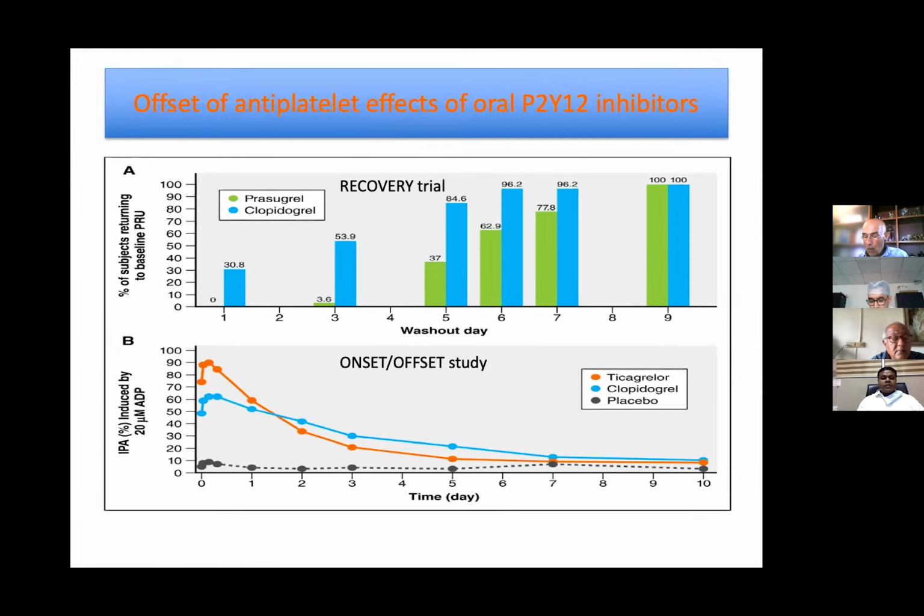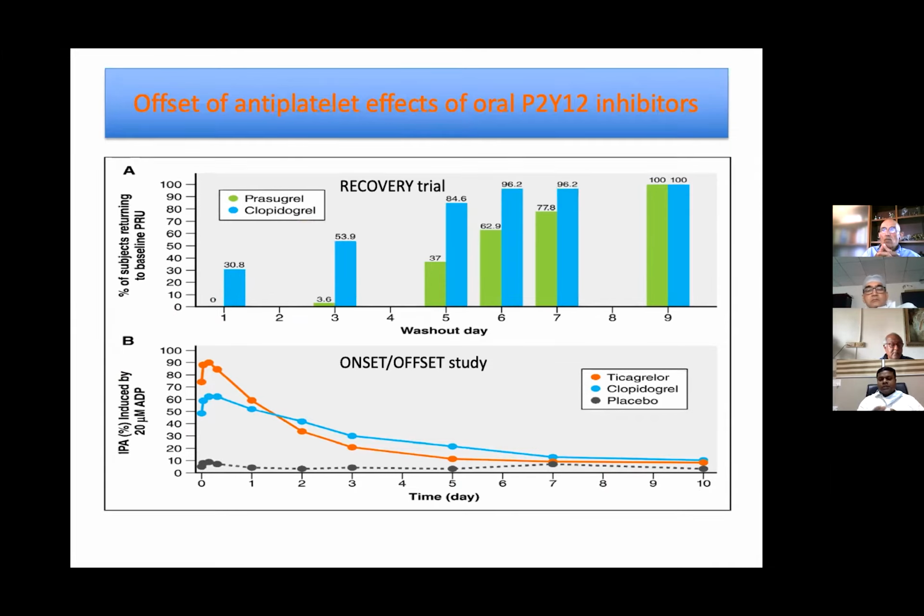So looking at the data from the pharmacodynamic studies, we can see from the RECOVERY trial, in patients returning to baseline platelet reactivity after prasugrel or clopidogrel, over the 9th day the platelet reactivity is completely recovered after administration. Similarly, in the onset and offset platelet aggregation study, you can see the offset after the initial onset on the day of administration, and by the 10th day it decreases completely.